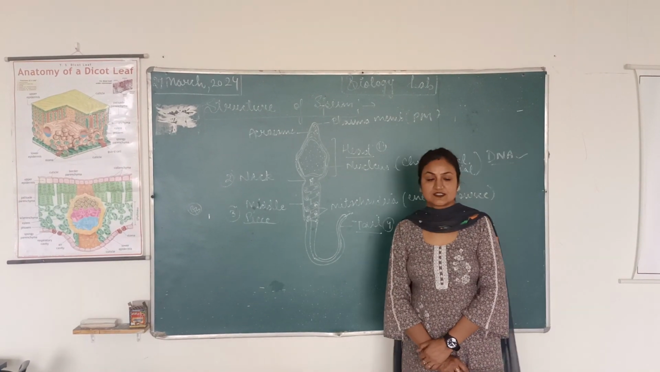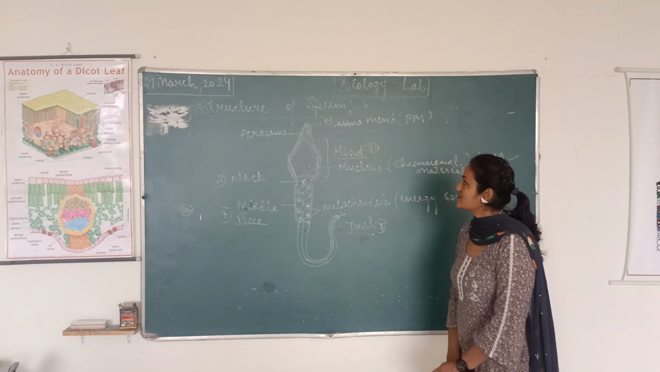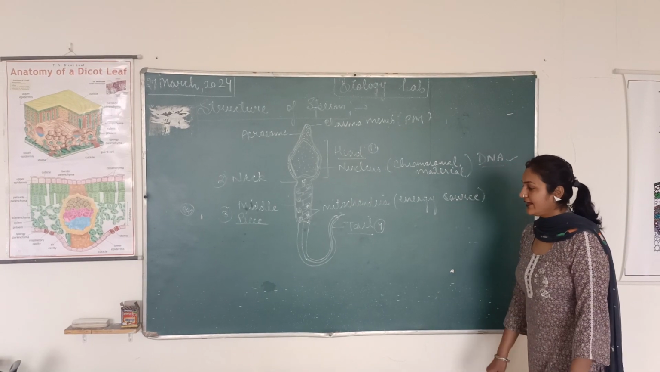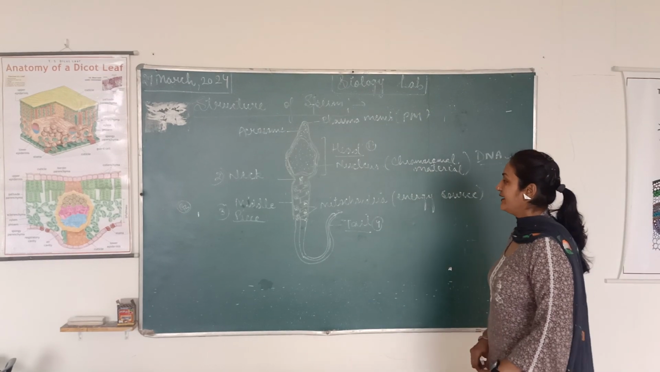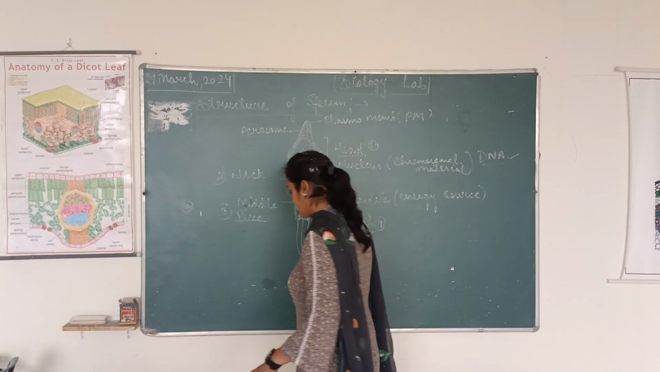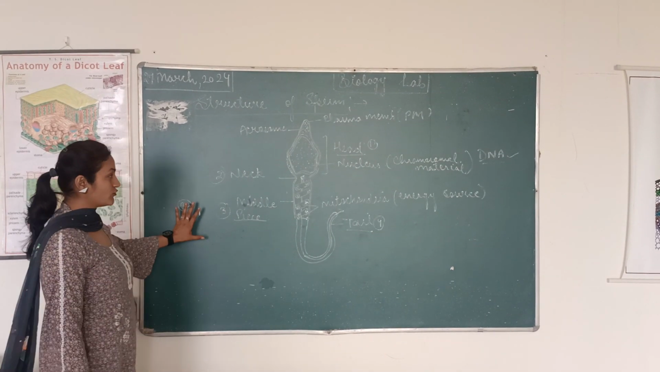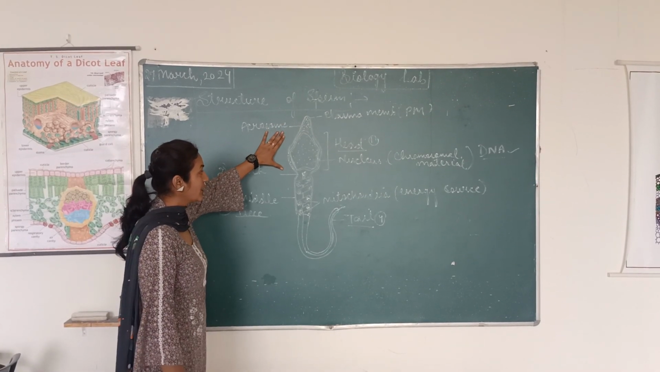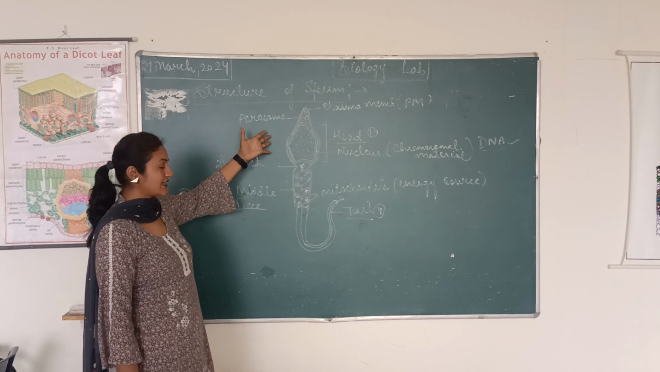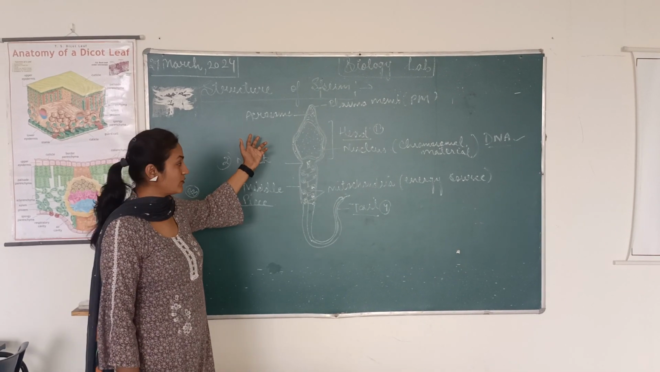Good morning, students. Today we will discuss the structure of human sperm. I have drawn a diagram of a sperm on the board, and it has four major parts. The first one is the head. This long, elongated head of the sperm will enter into the ovum of the female.